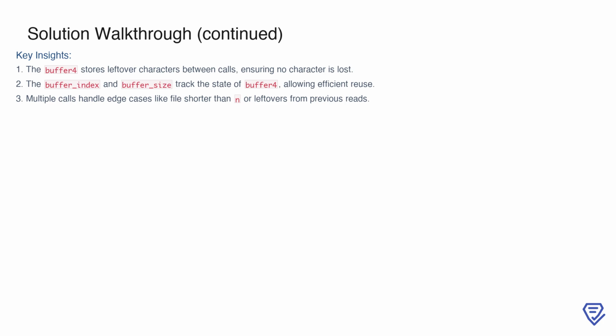The key insights from these examples highlight how this solution handles different scenarios effectively. First, the buffer4 array plays a crucial role in storing leftover characters between calls, ensuring that no character is lost.